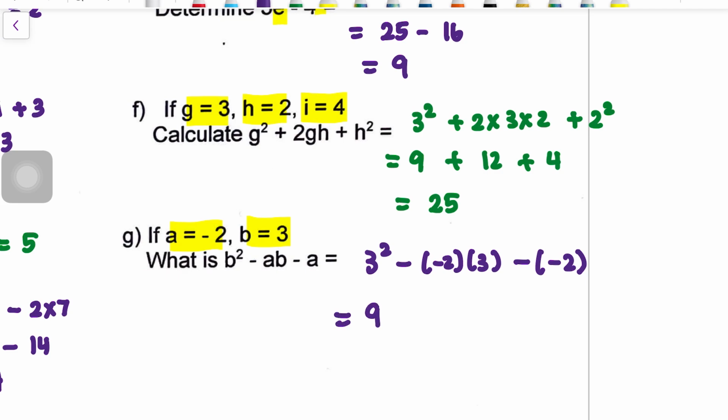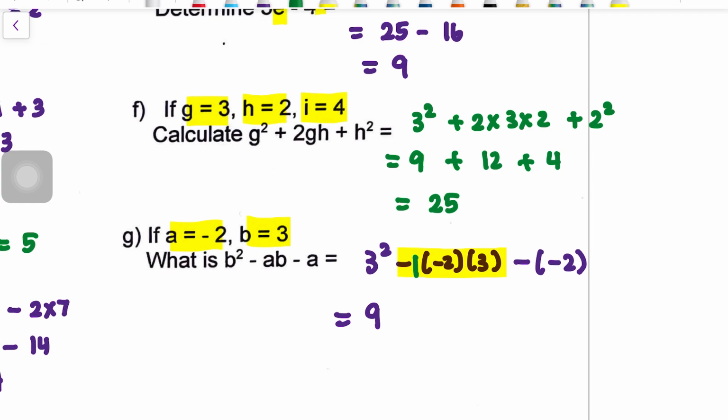3 squared is 9. Next, negative times negative 2 times negative 3. So this implies there's a 1 at the front, because when you times it by 1, it doesn't change the values. Okay? So it's negative 1 times negative 2. So the negatives cancel out, turning it to 2.